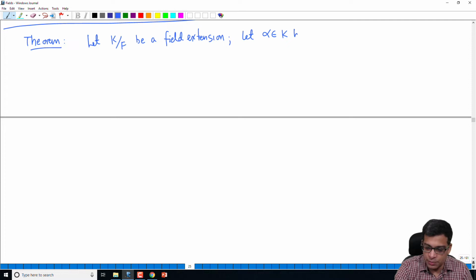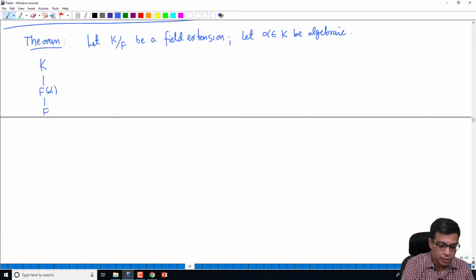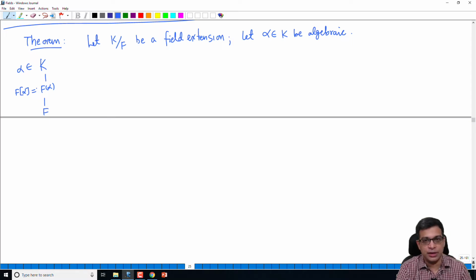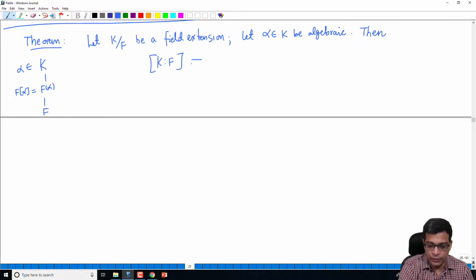Let this be algebraic. Suppose K over F is the given extension, and you have an intermediate field which I denote by F(alpha). Remember, F round bracket alpha is actually same as F square bracket alpha, because alpha is algebraic and it is the smallest field that contains both F and alpha. So let alpha be algebraic. Then the two numbers, K colon F, which is the degree of K over F, is equal to the degree of alpha over F.